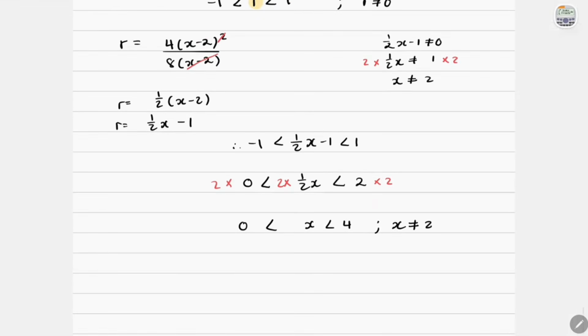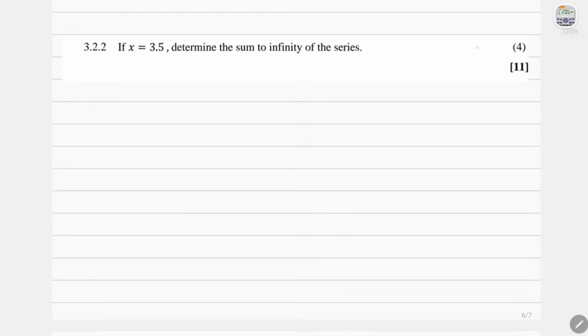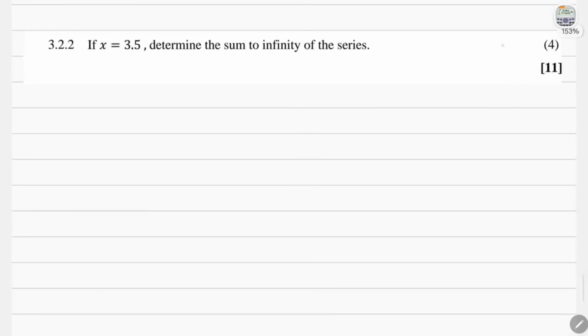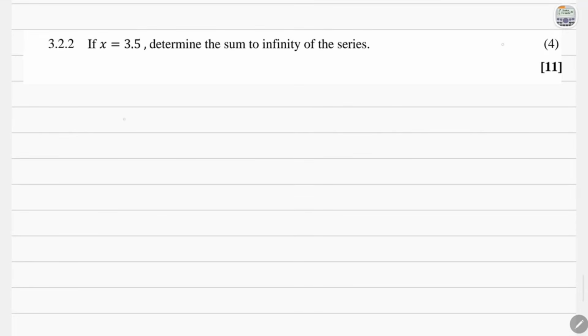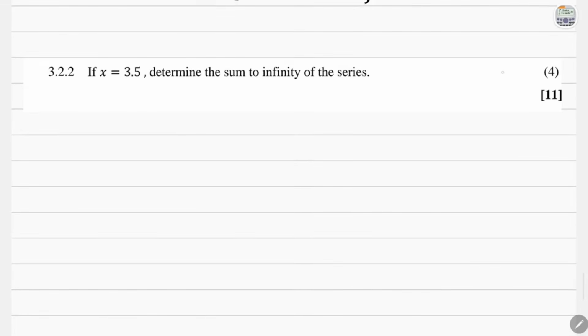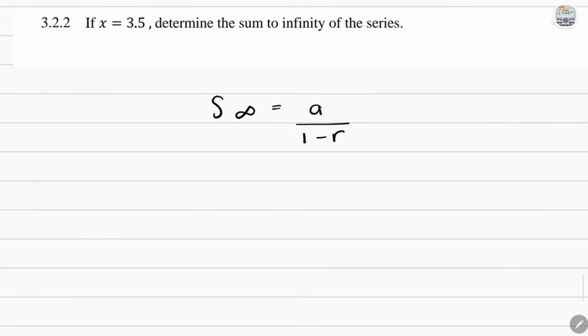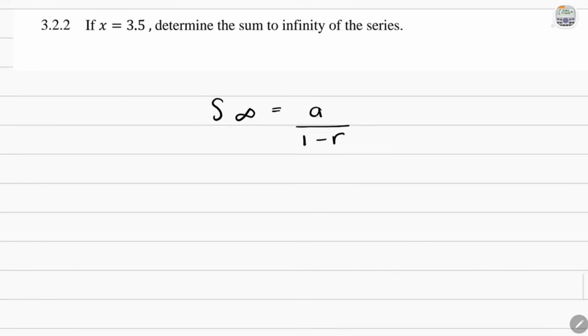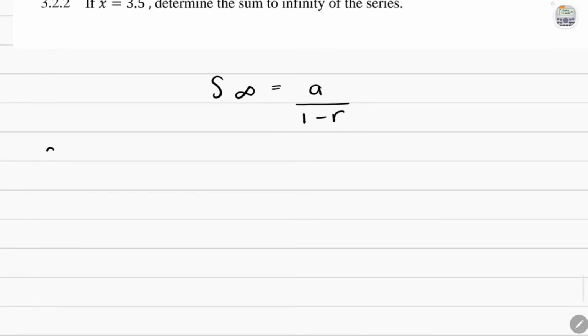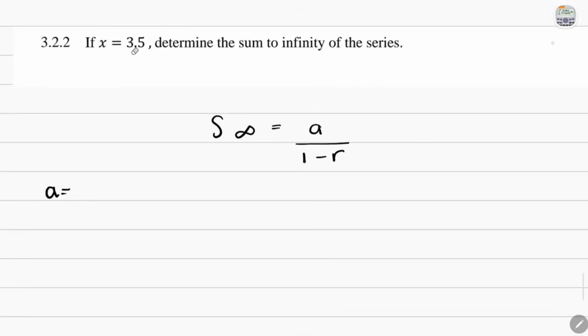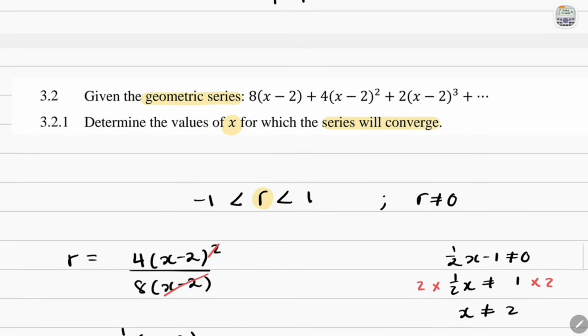Moving on to the next question. 3.2.2 says, if x is equal to 3.5, determine the sum to infinity of the series. 3.5 you can also call 7 over 2, but it's fine. So how do we find the sum to infinity? Well, the sum to infinity is equal to a over 1 minus r. Remember, you have these formulas in your formula sheet. So we need the value of a and the value of r. If x is equal to 3.5, what is a? A stands for the first term of your series.